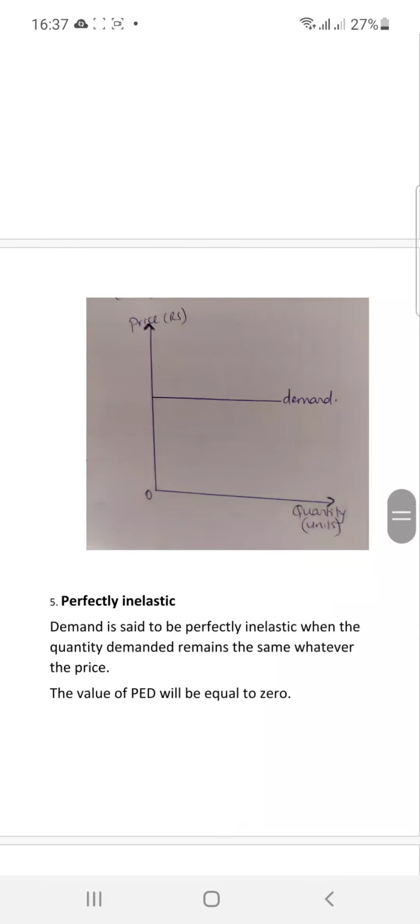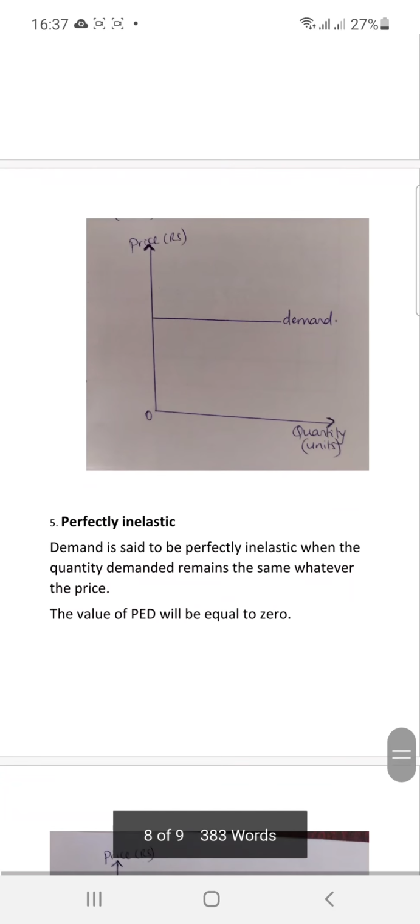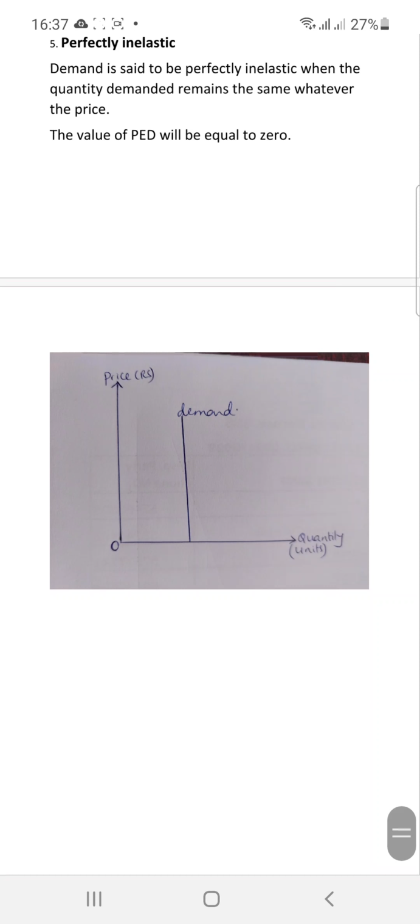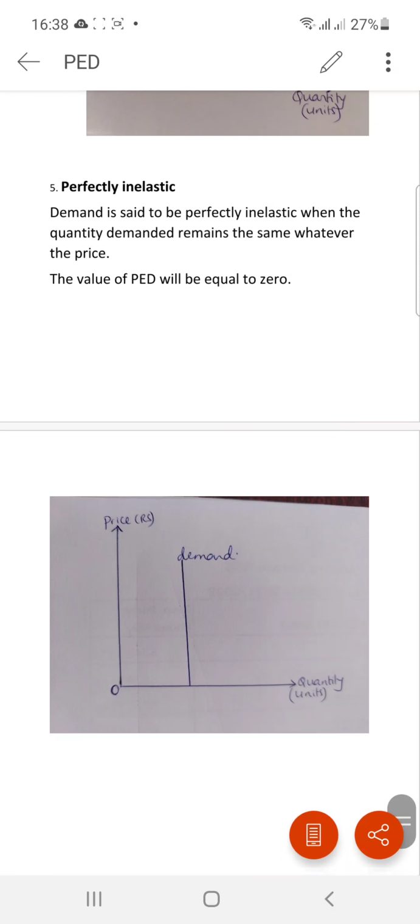And lastly, we pass on to perfectly inelastic demand. Demand is said to be perfectly inelastic when the quantity demanded will remain the same, whatever the price. So in this case, the demand curve will be a straight vertical line, and the value of our PED will be equal to 0. Why? Because the percentage change in demand will be 0, and the percentage change in price can be any value. So 0 divided by any number will give us 0.